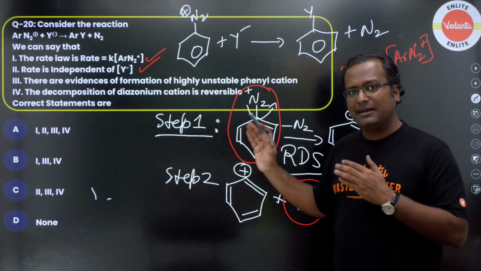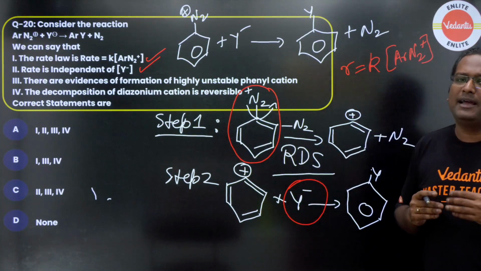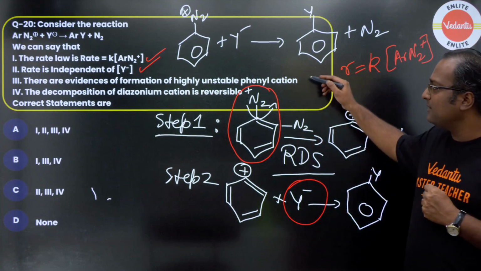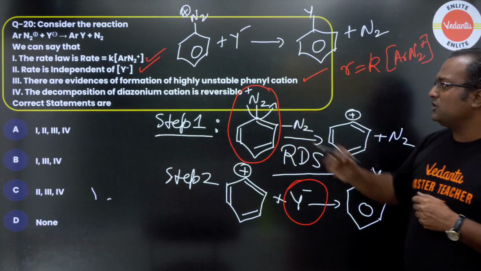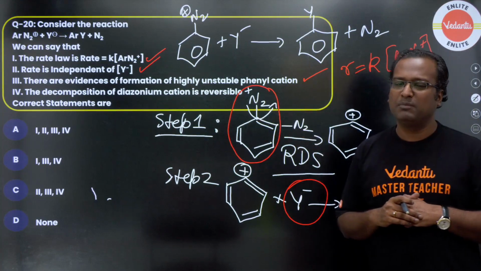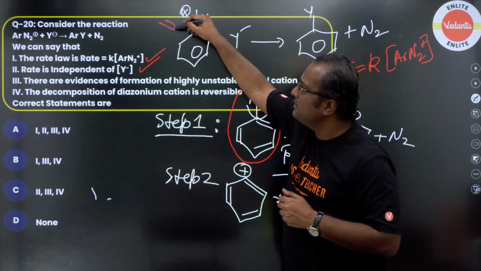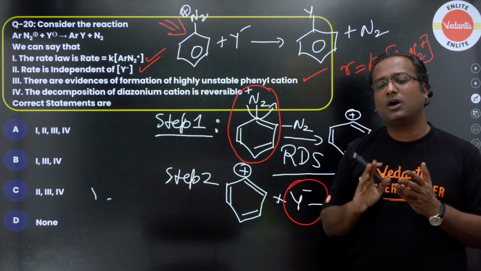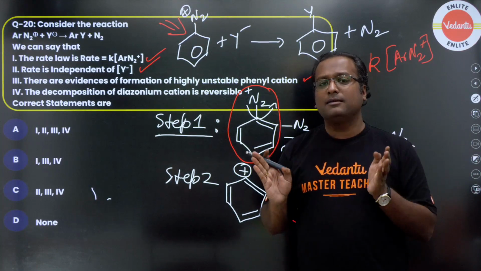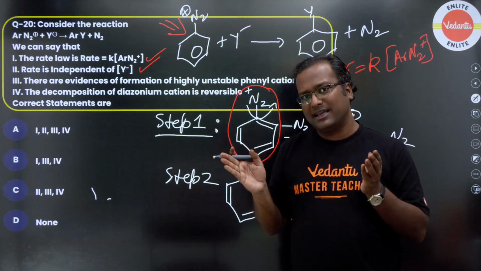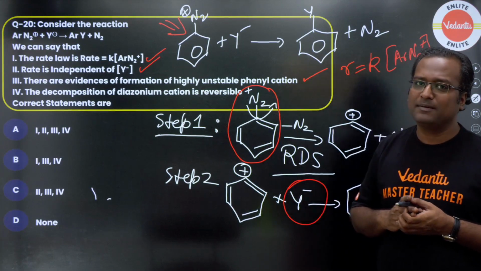As I told you, there are practical evidences in this reaction of a phenyl carbocation getting formed, and hence the third is also correct, a product of step 1. Now, decomposition of diazonium cation is reversible. In general, if you look at this overall reaction, you would think that this is not a reversible reaction because N2 is a very good leaving group. Agreed. But do we look at the overall reaction or do we look at the RDS when we talk about the mechanism?